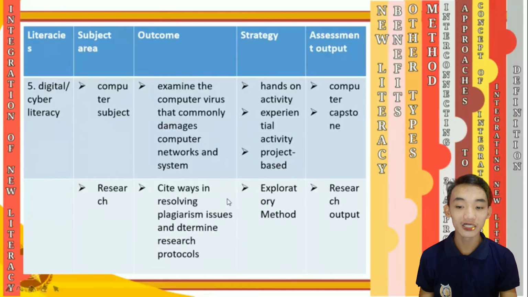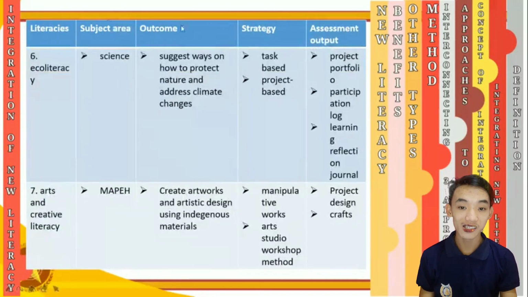The sixth literacy is eco-literacy. The subject area is science, and the outcome is to suggest ways to protect nature and address climate change. The strategy is task-based and project-based, and the assessment output is the project portfolio, participation log, and learning reflection journal. The seventh and last literacy is arts and creative literacy, with MAPEH as the subject area, and the outcome is to create artwork and artistic designs using indigenous materials. The strategy is manipulative works and art studio workshop methods, and the assessment output is the project designs and crafts.